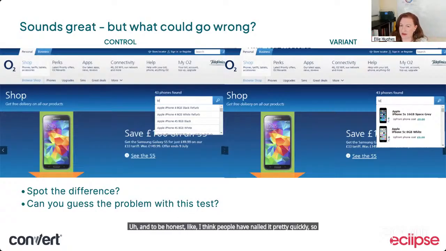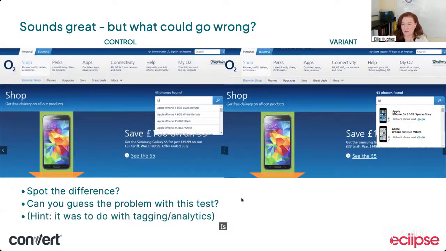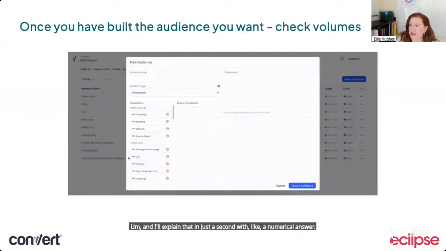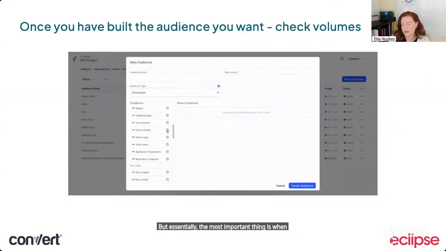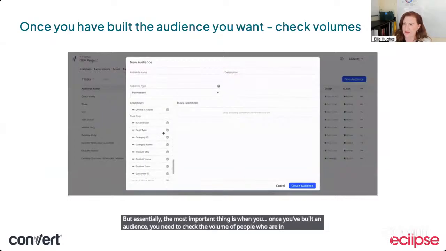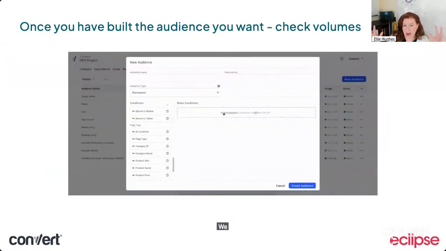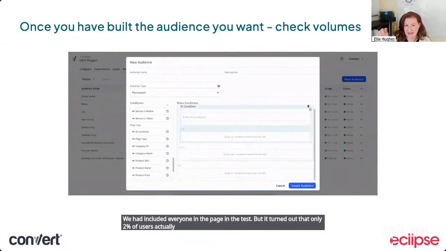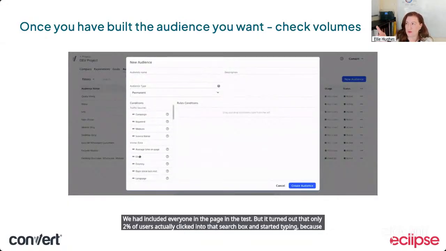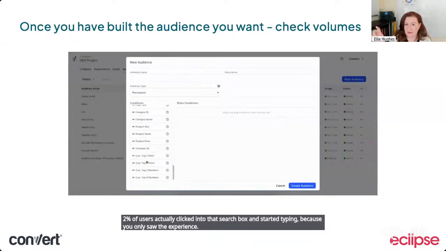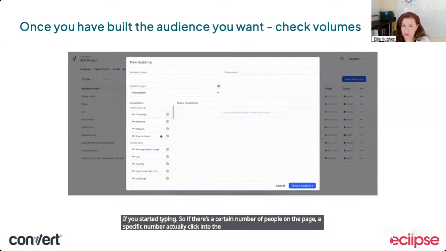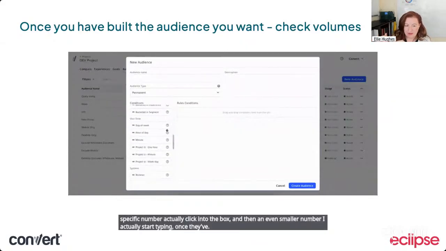So actually the real problem is, yes, that it was to do with the way that the page was tagged up. And I'll explain that in just a second with a numerical answer. But essentially, the most important thing is once you've built an audience, you need to check the volume of people who are in the audience. Because in this instance, we had included everyone on the page in the test, but it turned out that only 2% of users actually clicked into that search box and started typing, because you only saw the experience if you started typing. So if there's a certain number of people on the page, a specific number actually click into the box, and then an even smaller number actually start typing.